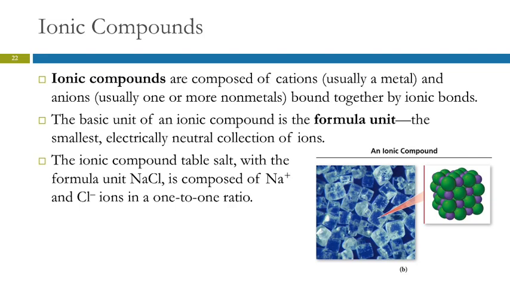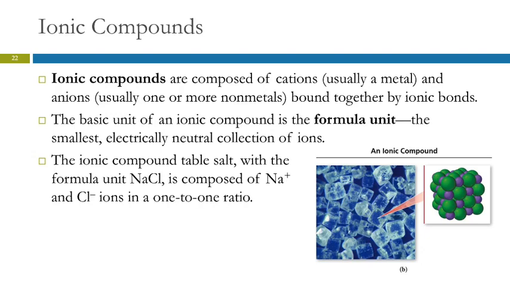Ionic compounds have ions in them. We're not trying to be tricky with these names. So in ionic compounds, you have to have at least one positive and one negative ion. So you've got cations and you've got anions. The cation is usually a metal. The anion is usually one or more nonmetals. And what holds the compound together is the ionic bonds, the forces of attraction between the positive and the negative charges.